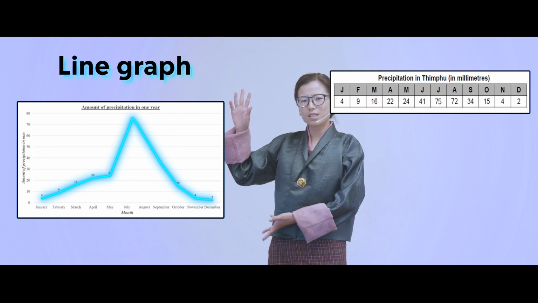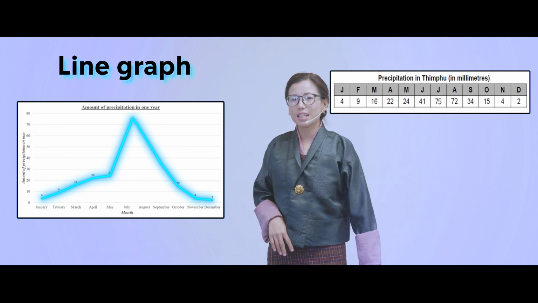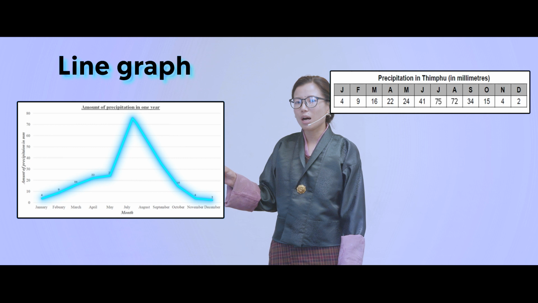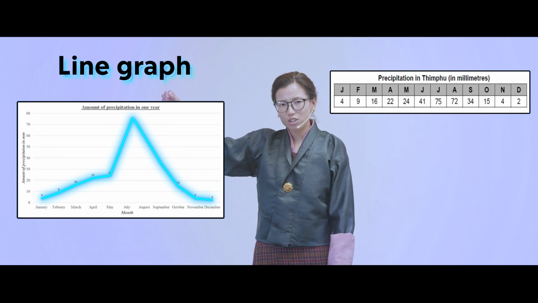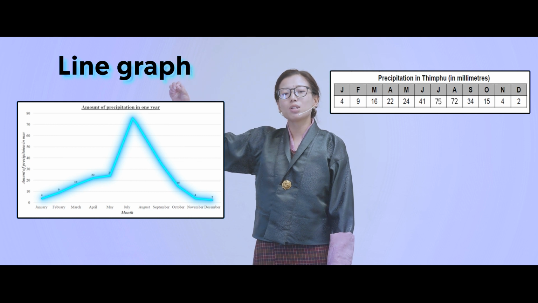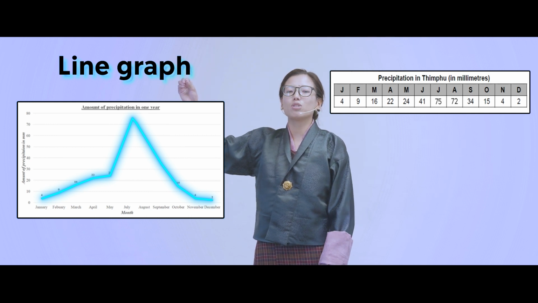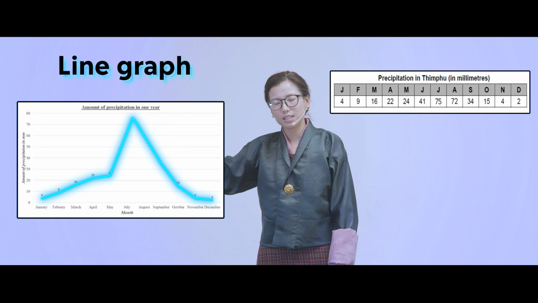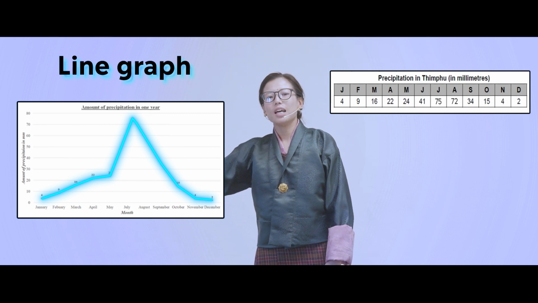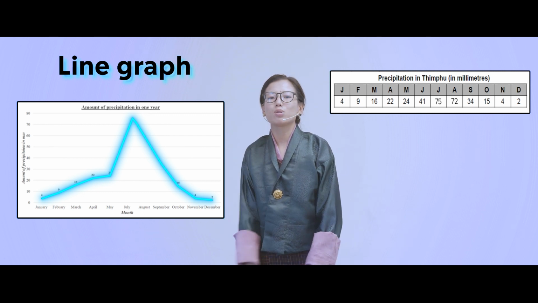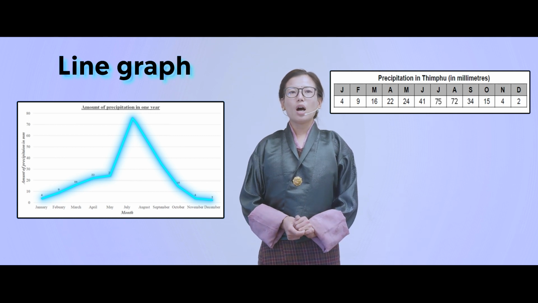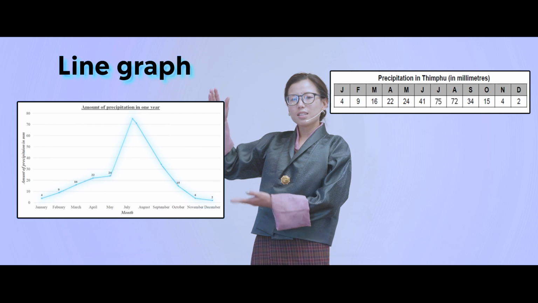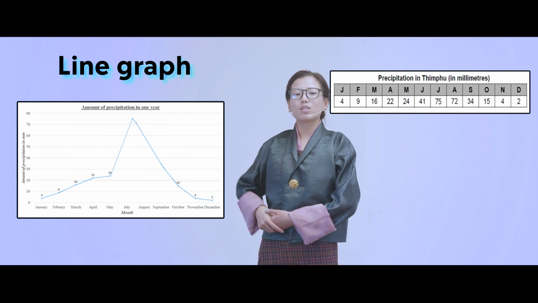What does the trend of this graph say again? It says that the precipitation amount has been increasing gradually until it reached July, and after it reached the maximum point in July, then it gradually started to decrease, and in December it reached 2 mm of precipitation. So that is how you read the trend of a line graph.